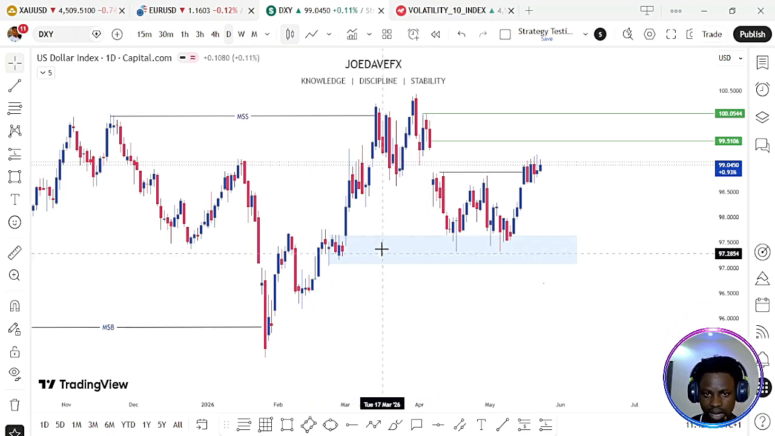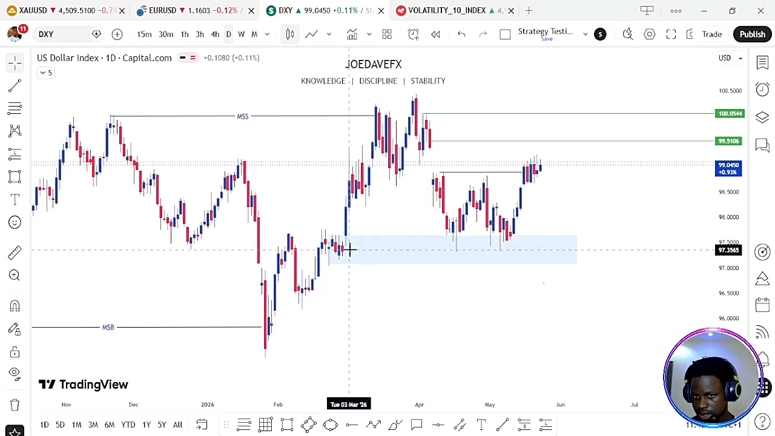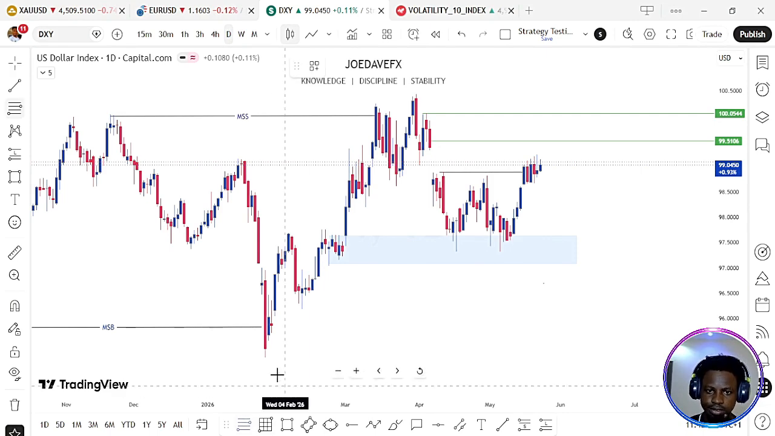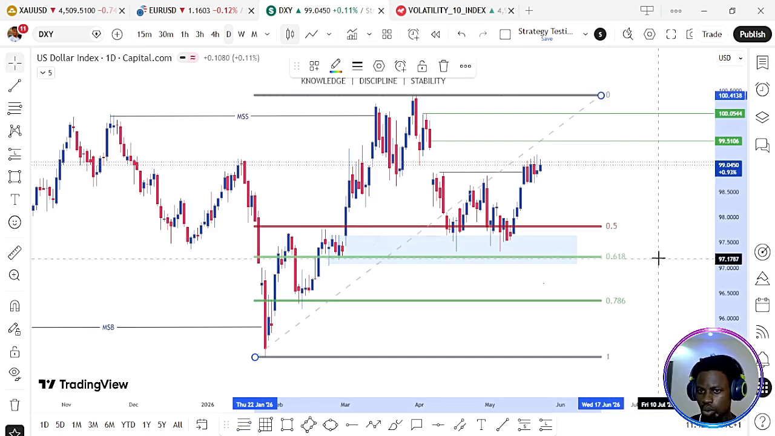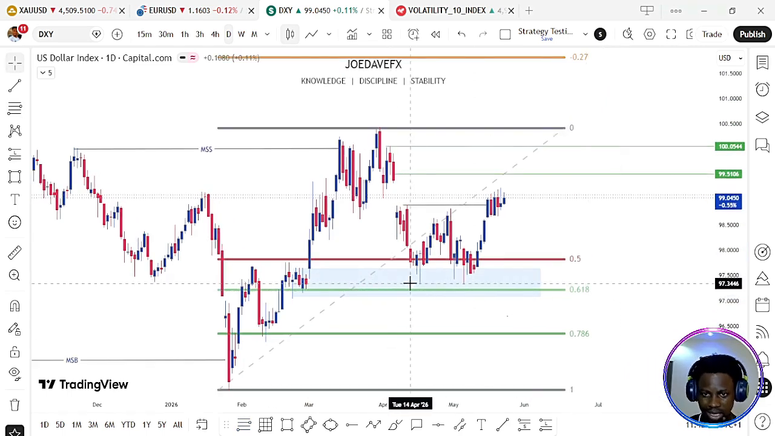And in this scenario here, we have it in line with a demand zone. Now, if we use the Fibonacci from this low all the way to this high, what exactly do we see? Price came into the Fibonacci golden zone.